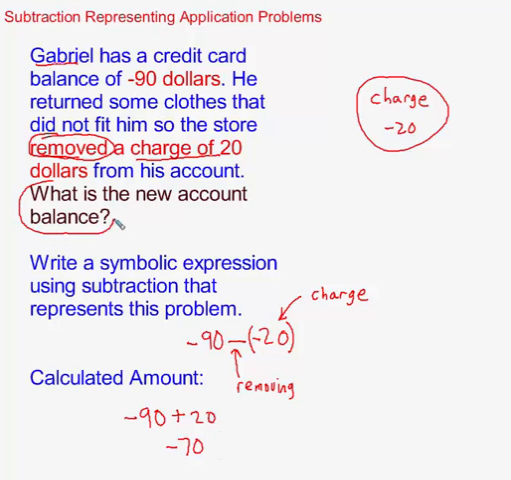The question is, what is the new account balance? And if you think about it, it makes sense. He had a balance of negative $90, which means he owed $90 to the credit card company. But since they removed the charge and he returned his clothes, he shouldn't owe so much. So instead of owing $90, he ends up owing only $70. And owing $70 can be thought of as having an account balance of negative $70.